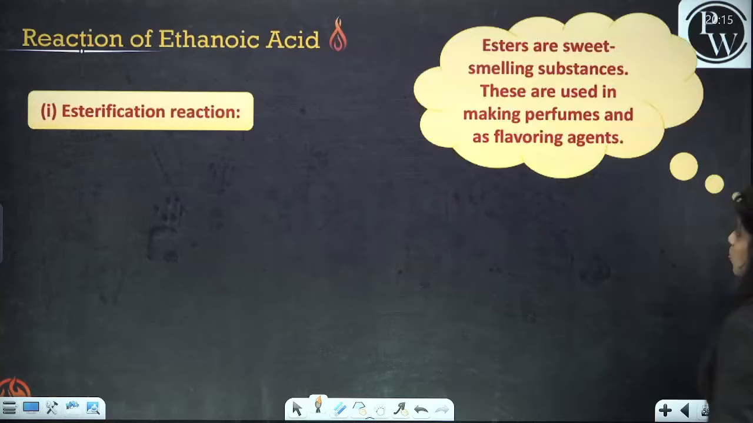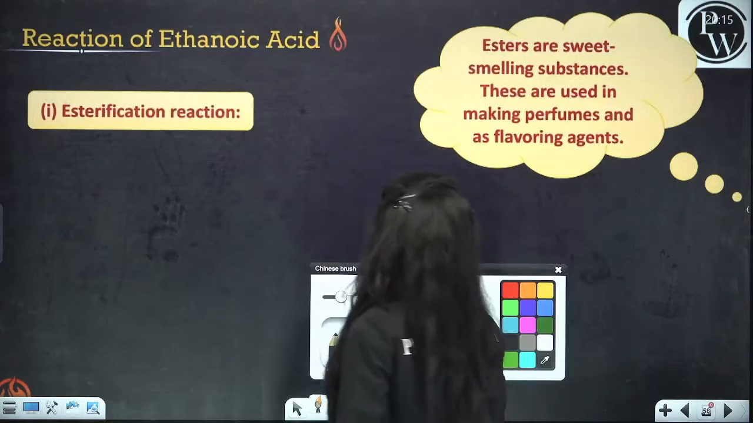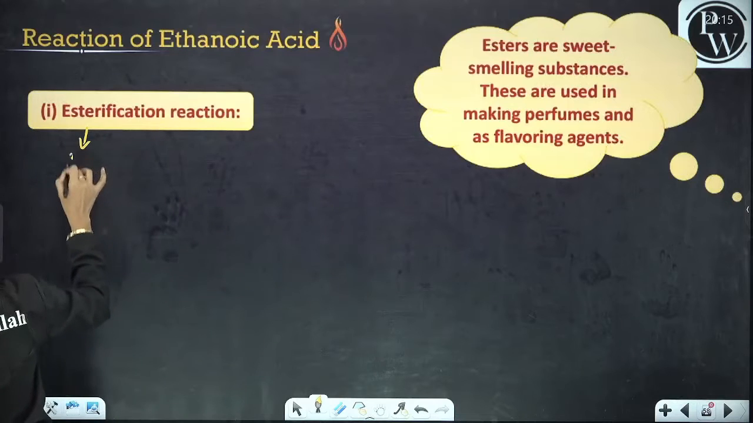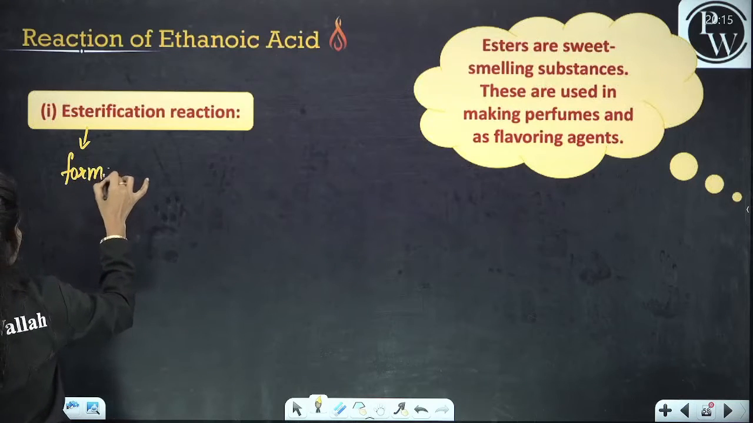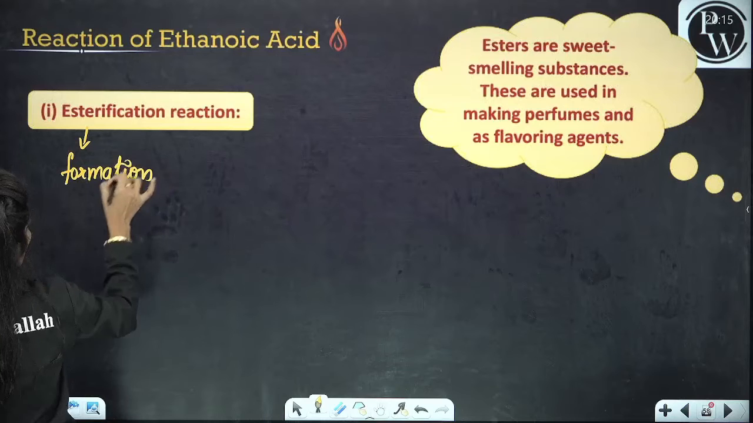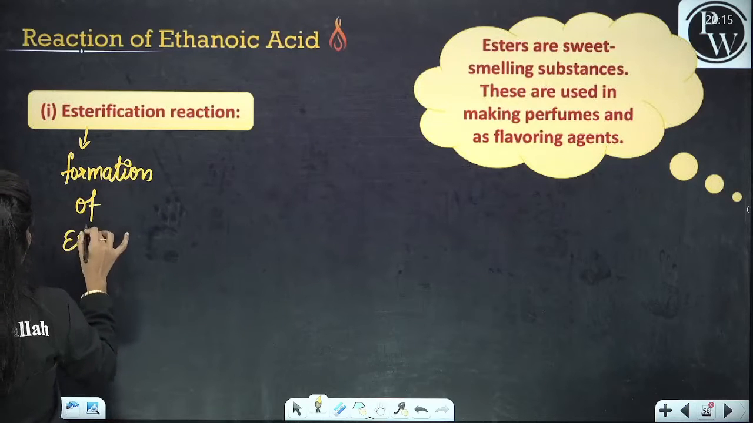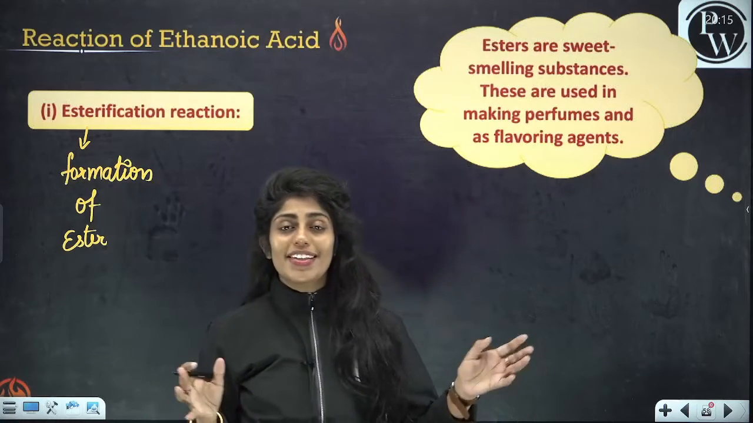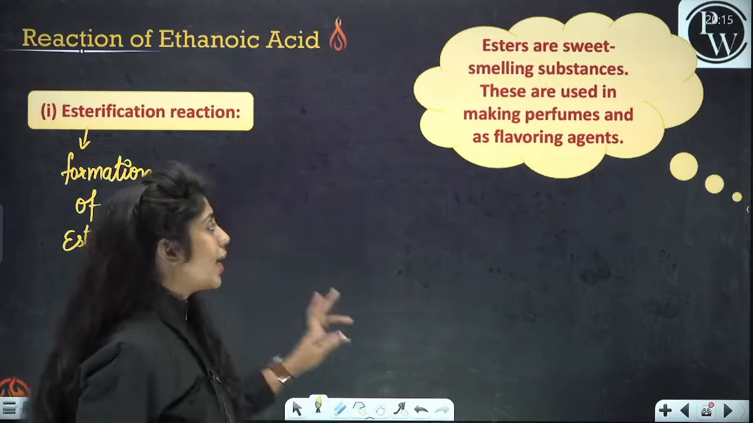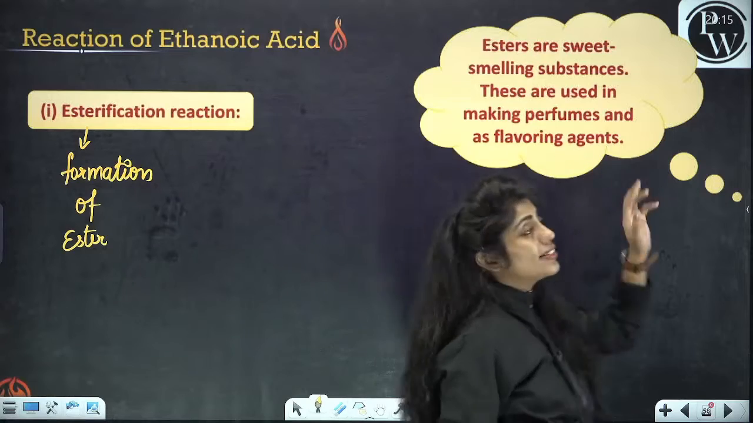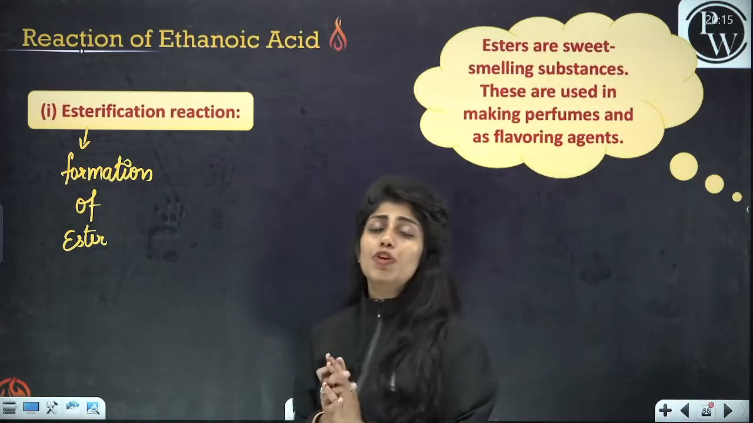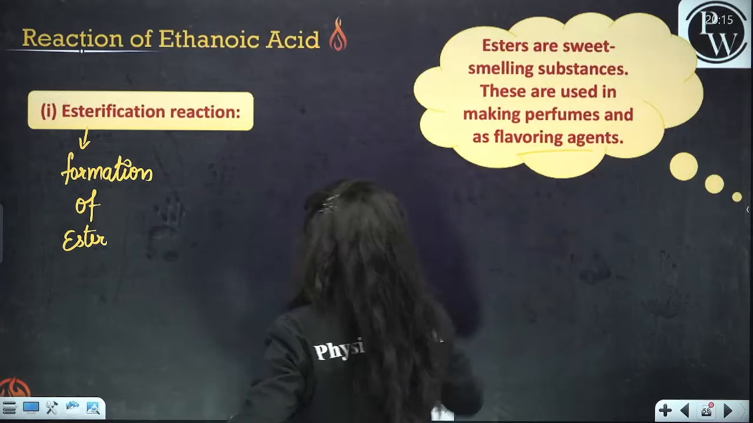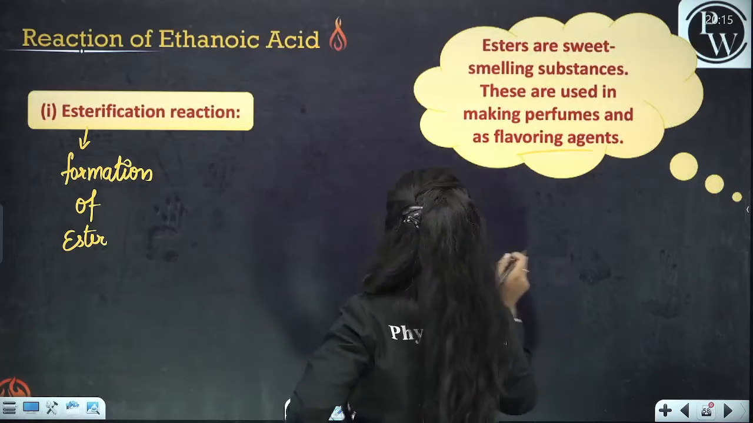Now next we have the reactions of ethanoic acid. Again, esterification, formation of esters. Now what are these? These are a kind of functional group that we are not including in class 10, but of course in the higher classes. And esters are the sweet smelling substances which we use in the formation of perfumes. You have the flavoring agent, etc. What can be the reaction?